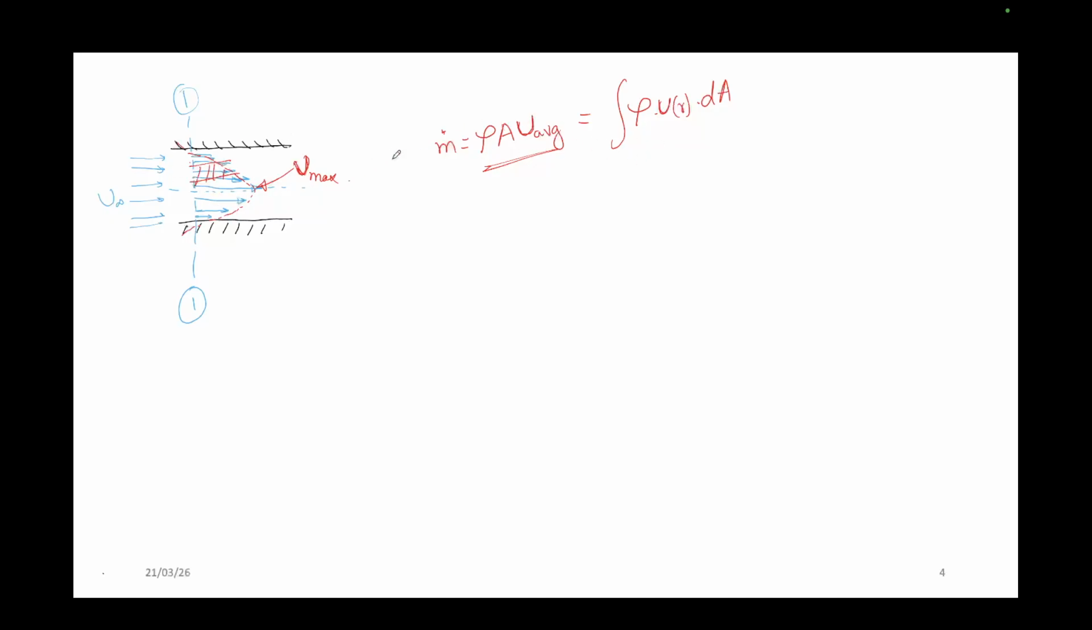So u should be a function of the radius or diameter of the pipe, whatever you want. Similarly, the area. You know it is pi r square, so dA means you need to take the derivative of pi r square. So all the variables should be in r terms. Accordingly, if this is r, the small value r changes from 0 to capital R. Accordingly, you can find out this mass flow rate.